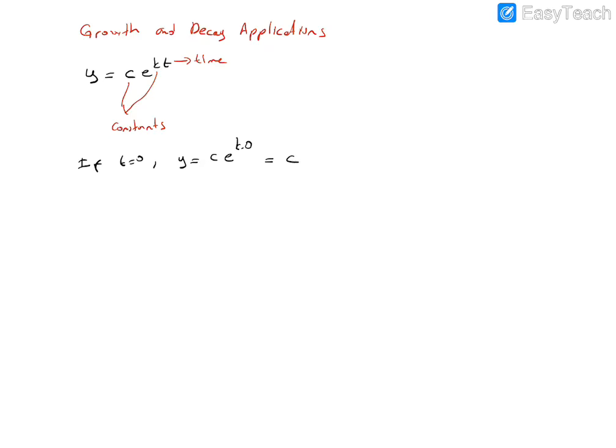So here k is the relative growth rate, and maybe we can say c is the initial population.